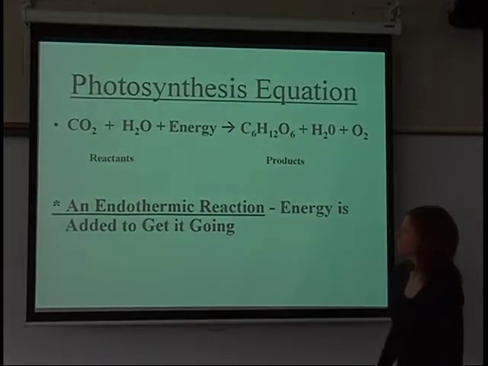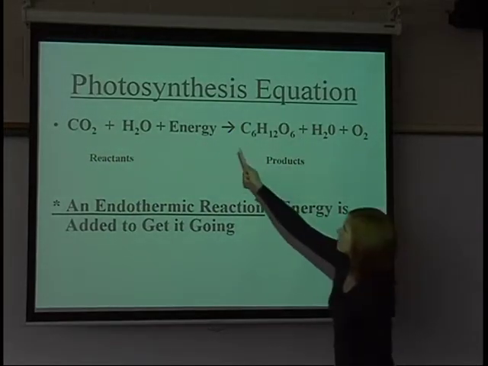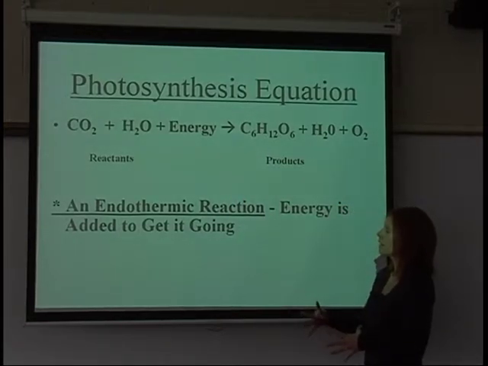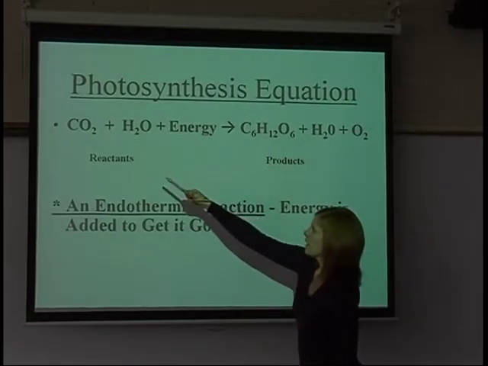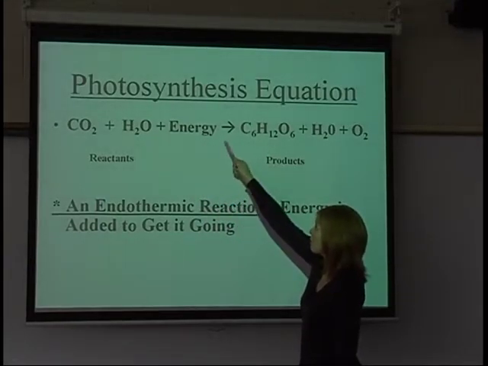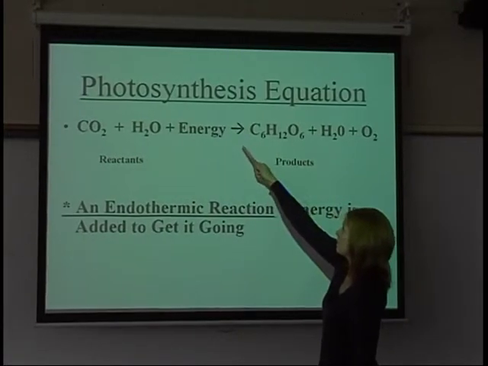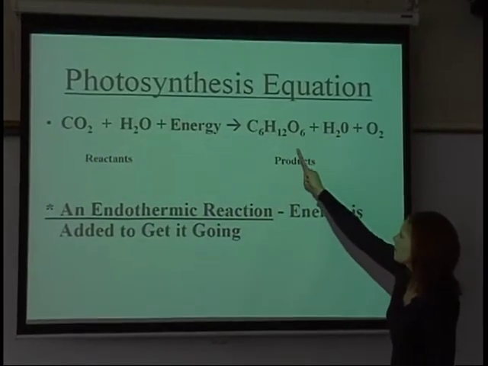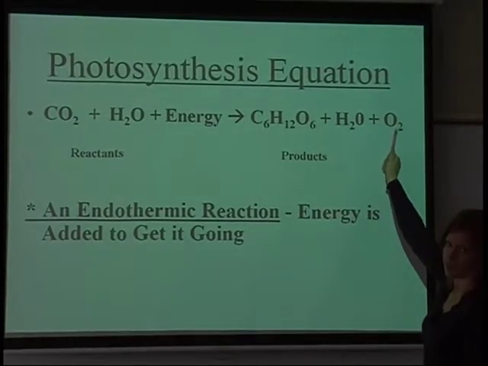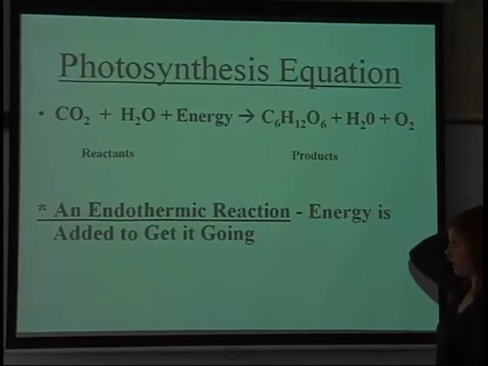Here's the equation for photosynthesis. Over on this side of the arrow, we have our reactants, or the things that go in to the plant. So the plant will use carbon dioxide, water, and energy from the sun, and from that a chemical reaction takes place. And the products that are made are glucose here, water again, and oxygen, which the plant gives off as a waste product.